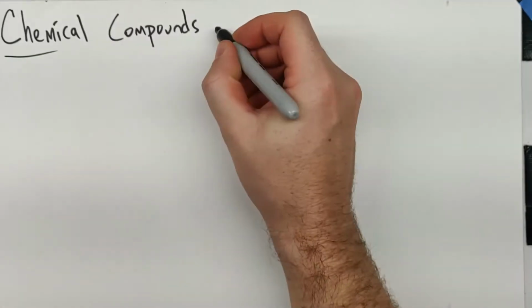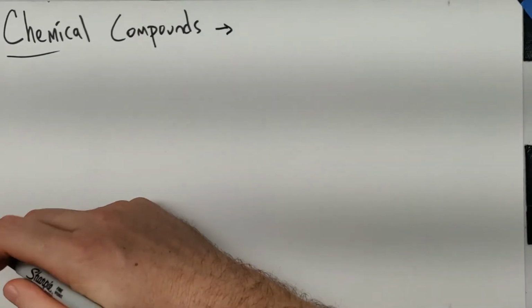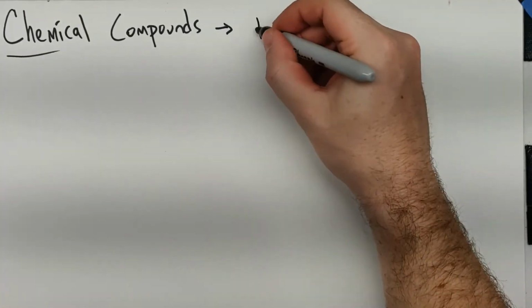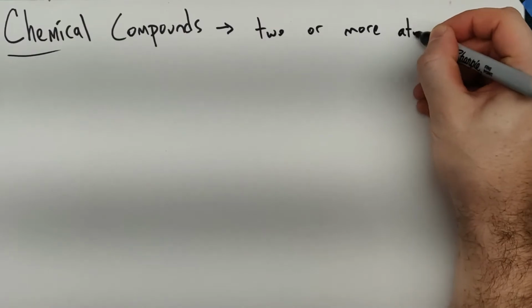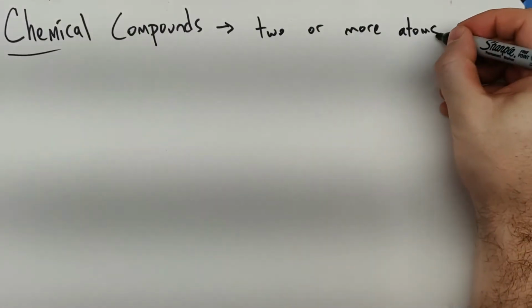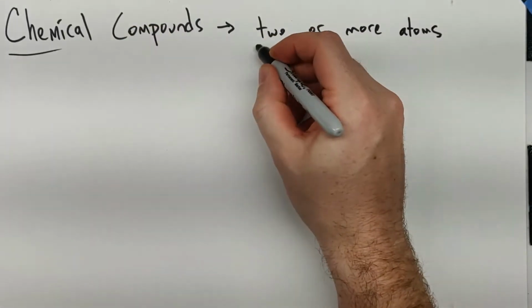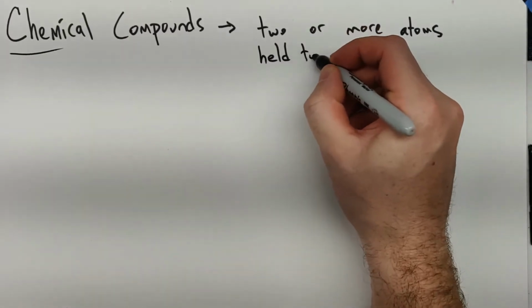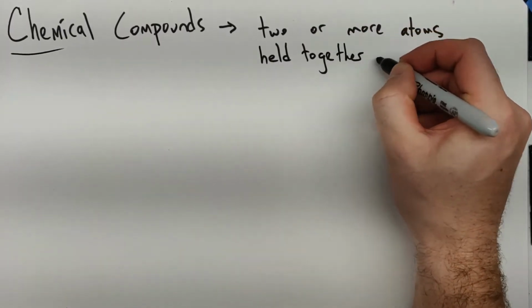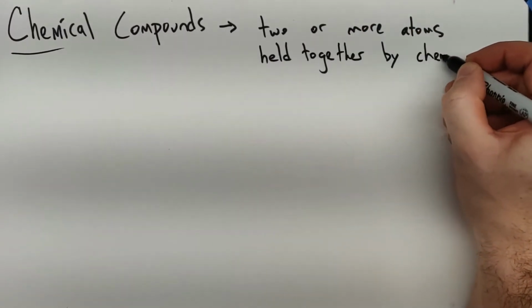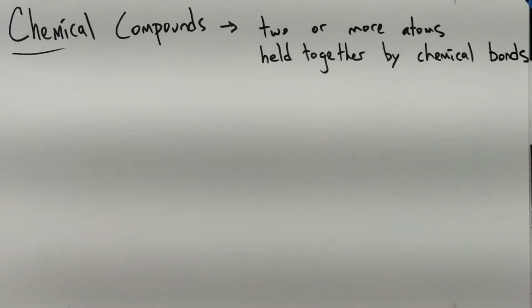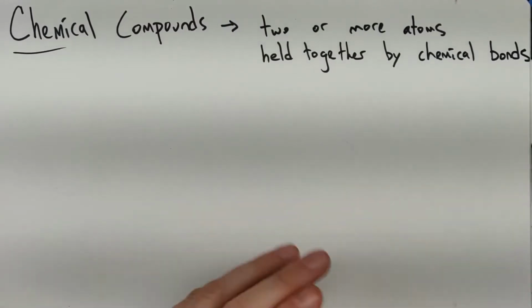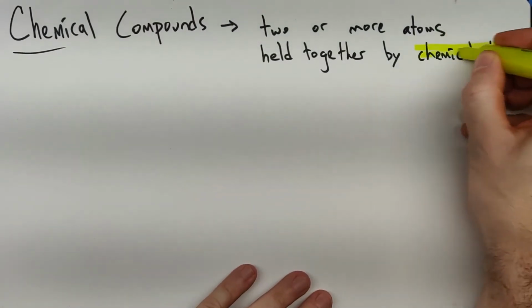So the first thing we need to address is what is a chemical compound at the base level. And it's just two or more atoms held together by chemical bonds. Which, of course, brings up an important question, and that is, what is a chemical bond? So we'll address that in a moment, actually.